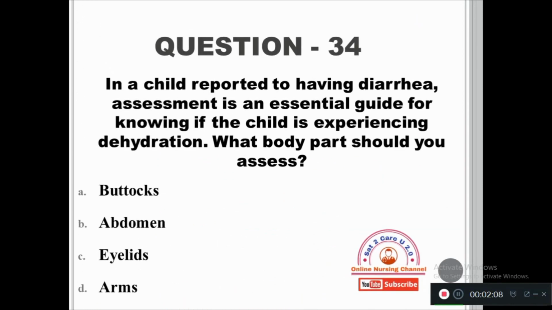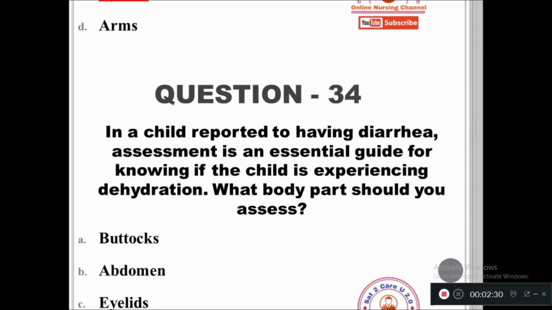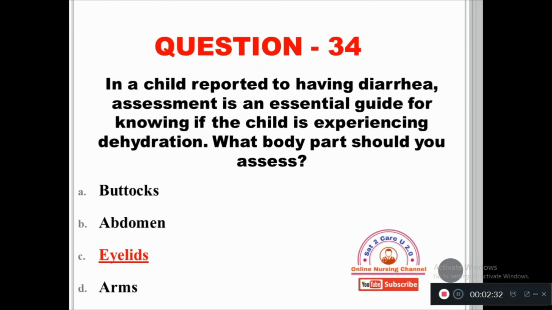Question number 34. In a child reported to having diarrhea, assessment is an essential guide for knowing if the child is experiencing dehydration. What body part should you assess? Option A, buttocks. B, abdomen. C, eyelids. D, arms. The right answer is eyelids has to be assessed for sunken eyes. That is the body part.